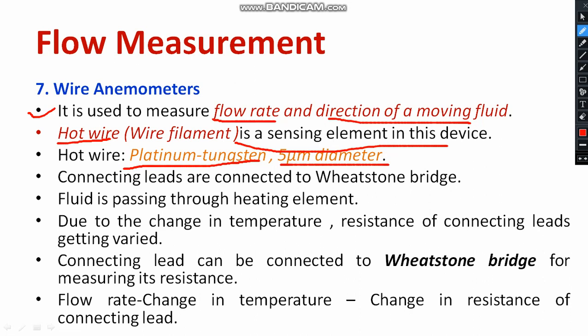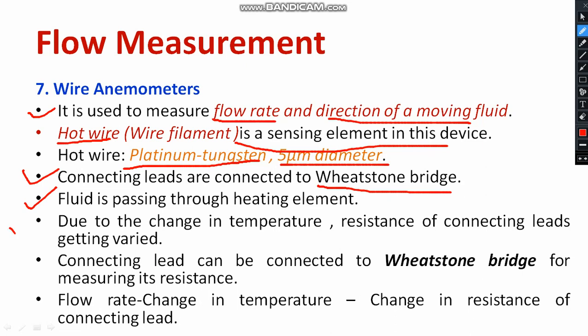That is another speciality. The connecting leads are connected to a Wheatstone bridge. In the anemometer method, we require a Wheatstone bridge. The fluid is passing through the heating element. The heating element is made up of a platinum tungsten combination, which has a diameter of 5 micrometer.